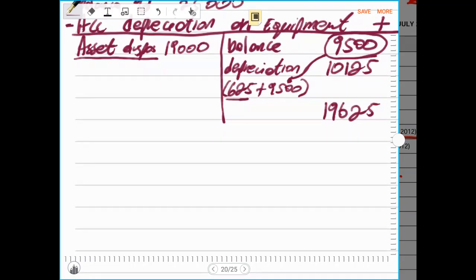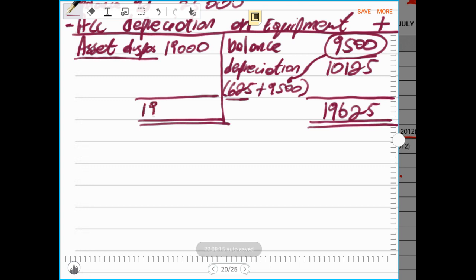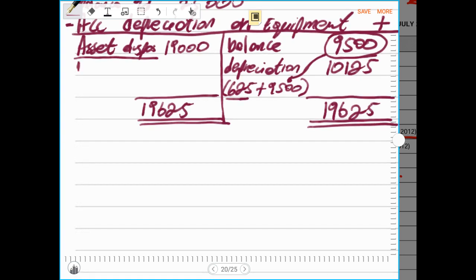So now we can balance this ledger account, because there is no other depreciation to be recorded during the current accounting period. So now we have an amount of 19,625, and the balance carried down will be 625 rands, and that will be the balance brought down.